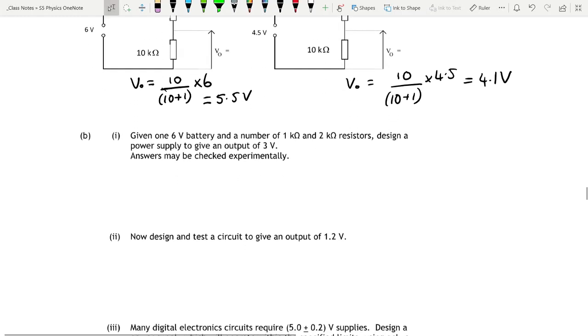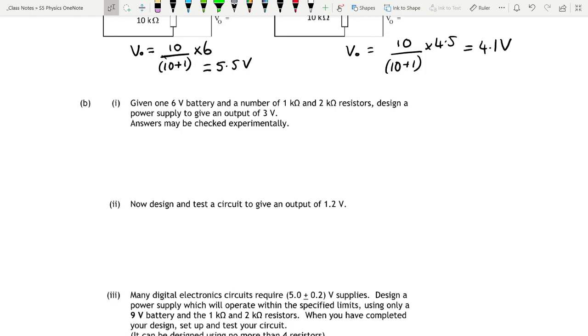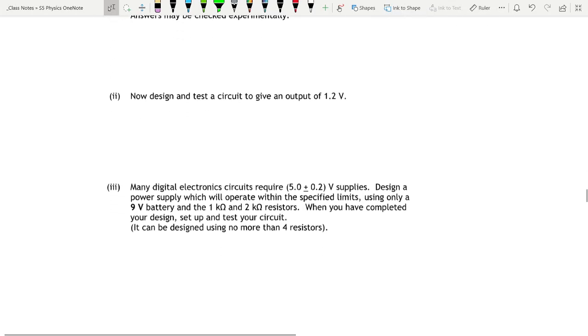And for B, there are some design challenges. You don't really need to do this, but I'll supply you with a screenshot of the answers for these, and then you can have a go at them if you want to. If you want to skip part B, you can. It's just a bit of a challenge if you fancy having a go at it.